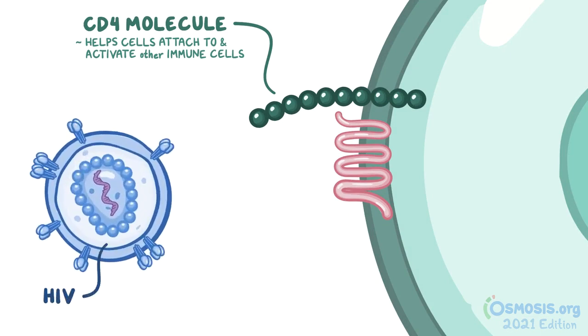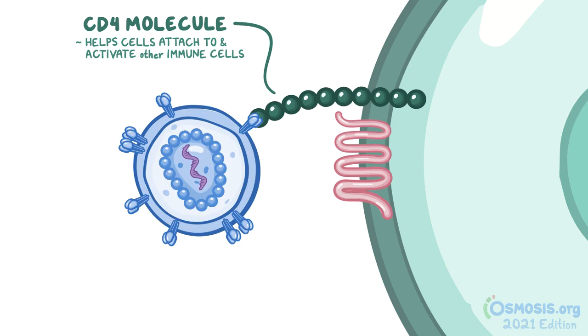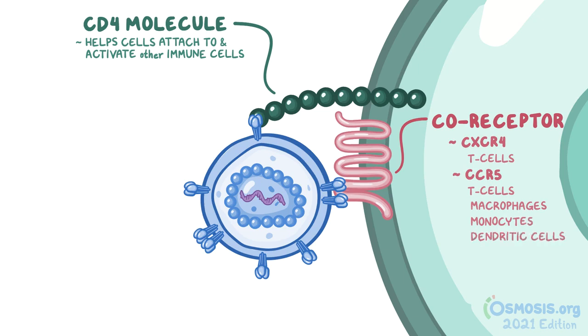HIV has two proteins, GP120 and GP41, that form a complex on its envelope, which is used to attach to the CD4 molecules. Next, it uses this complex to attach to a co-receptor on the immune cell before it can gain entry. The most common co-receptor that HIV binds to is the CXCR4 co-receptor on T cells, or the CCR5 co-receptor found on T cells, macrophages, monocytes, and dendritic cells.